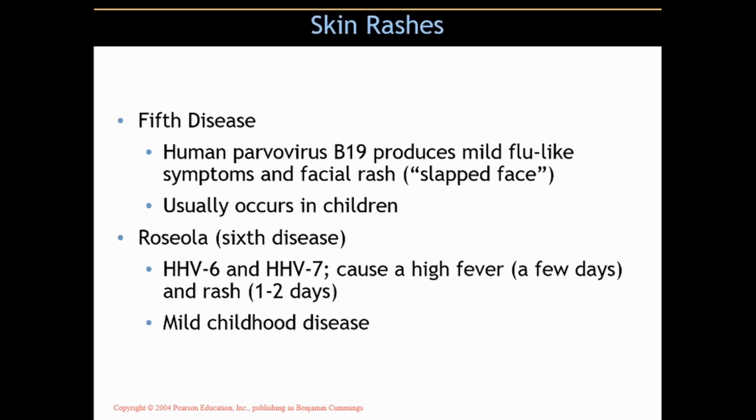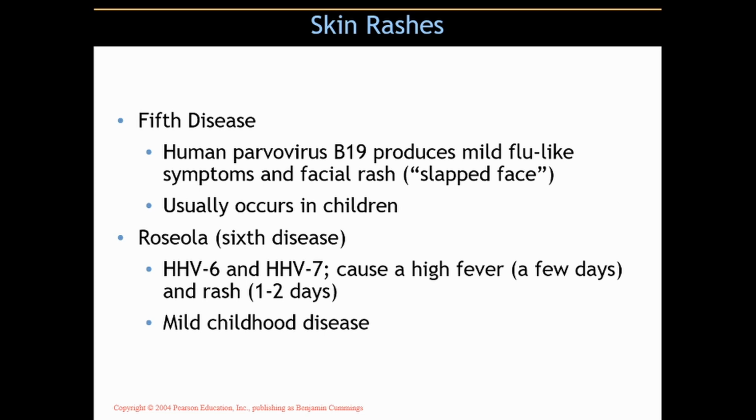A couple other skin rashes, fifth disease, caused by human parvovirus B19. Produces mild flu-like symptoms and a facial rash. It looks like their cheeks have been slapped. It's kind of red. Usually occurs in children. This is a poor disease. It never really got a name. It's just called fifth disease. It was on a list of diseases that was compiled in the early 1900s. This happened to be the fifth disease on the list. And it just didn't get a name.